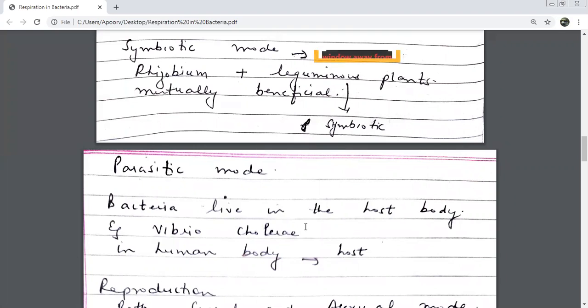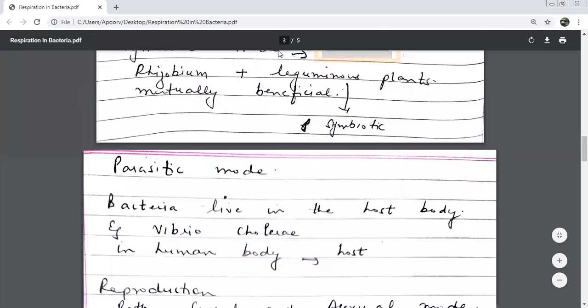And the third category is the parasitic mode. The example is Vibrio cholerae. And what is the host in this case? Human body.